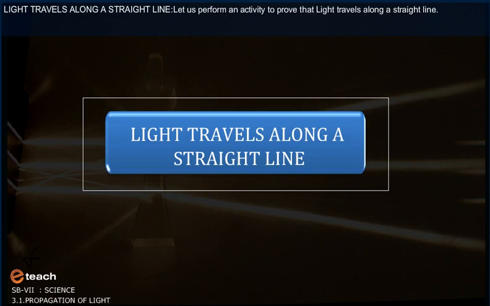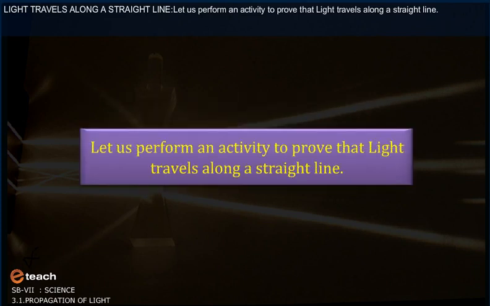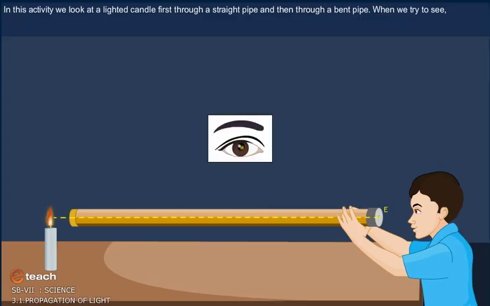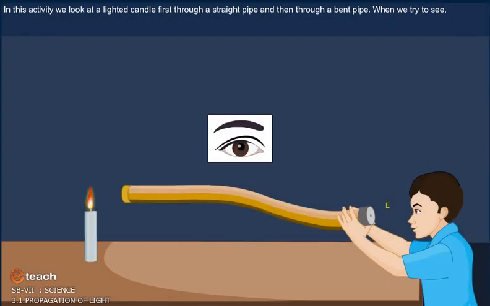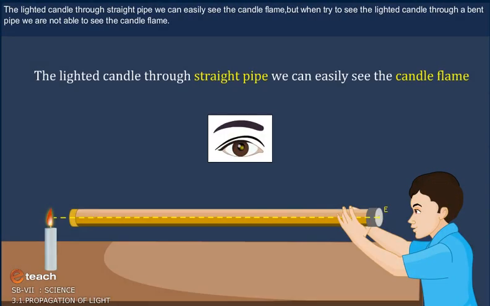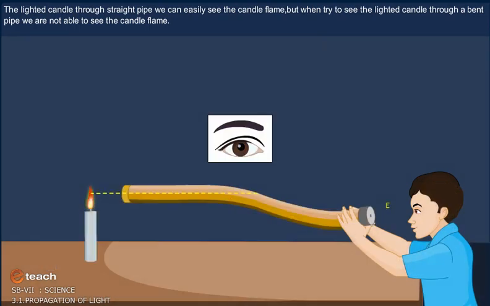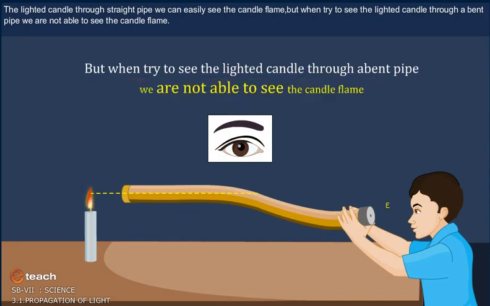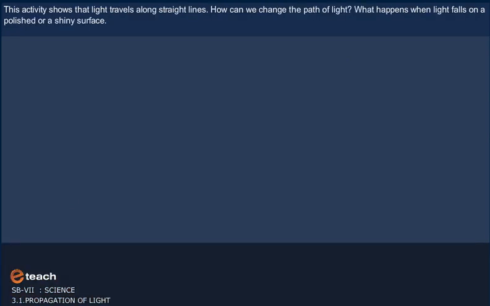Light travels along a straight line. Let us perform an activity to prove that light travels along a straight line. In this activity, we look at a lighted candle first through a straight pipe and then through a bent pipe. When we try to see the lighted candle through the straight pipe, we can easily see the candle flame. But when we try to see the lighted candle through a bent pipe, we are not able to see the candle flame. This activity shows that light travels along straight lines.